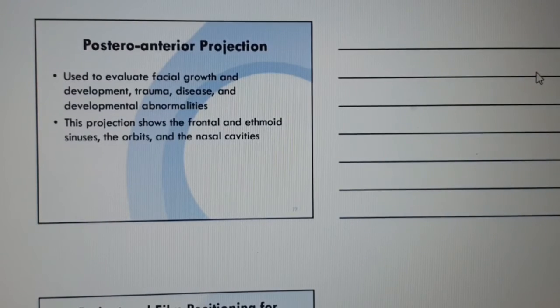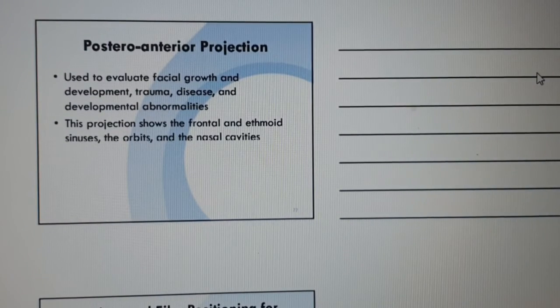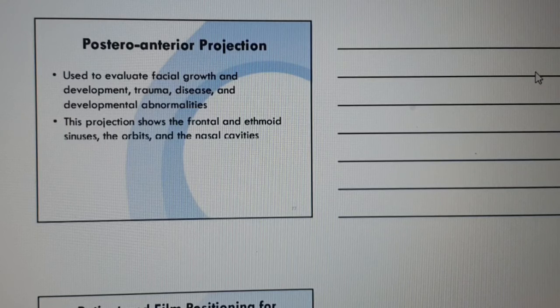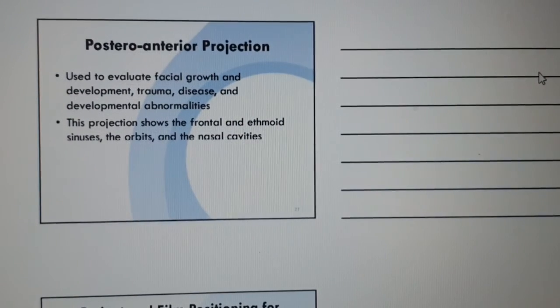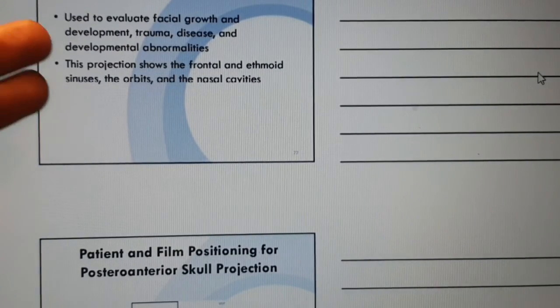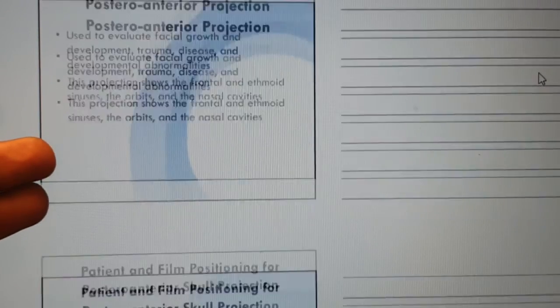Now, ladies and gentlemen, we have our posterior anterior projections. So these X-rays are basically used to evaluate the facial growth, development, trauma, disease, as well as any developmental abnormalities. So this projection shows the frontal and ethmoidal sinuses, the orbits, as well as the nasal cavities. So they've basically discussed what anatomically you would expect to see from a posterior anterior projection.